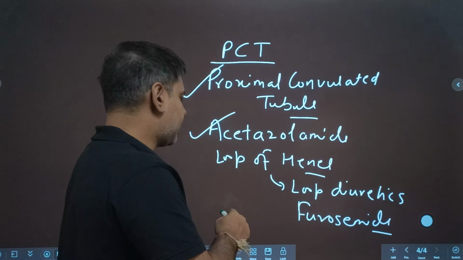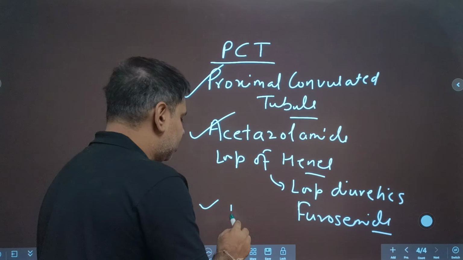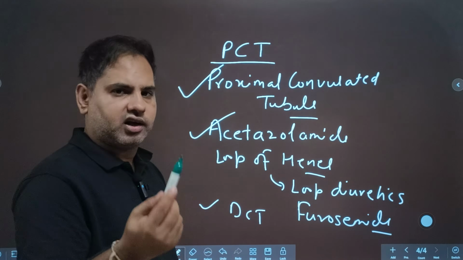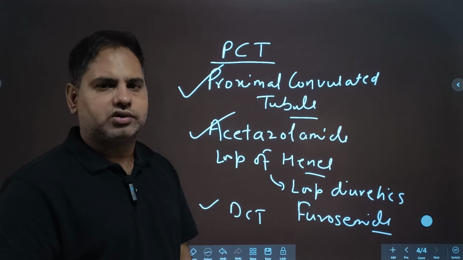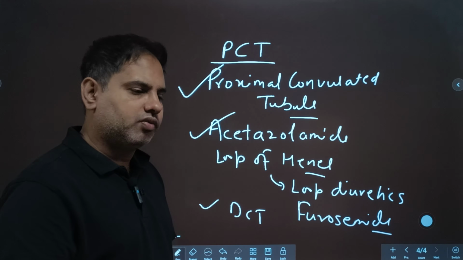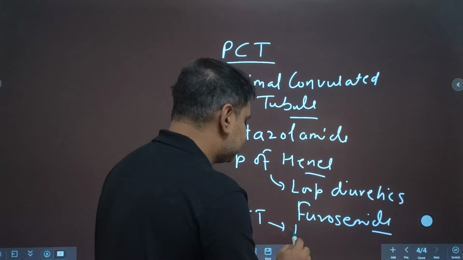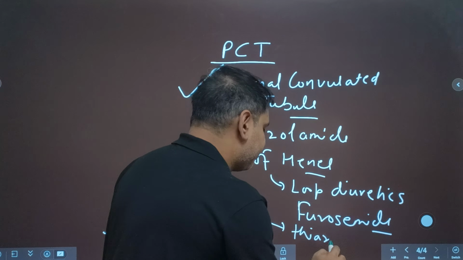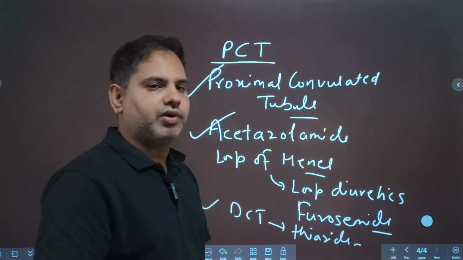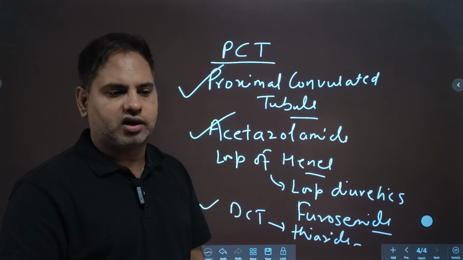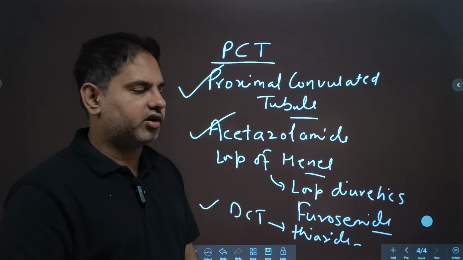There are drugs which are acting on the distal convoluted tubules. This is another part of your nephron. The drugs which are acting on the distal convoluted tubules, we call thiazide diuretics. An example is chlorothiazide. There are many drugs under thiazide diuretics.